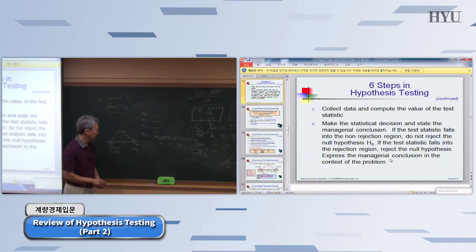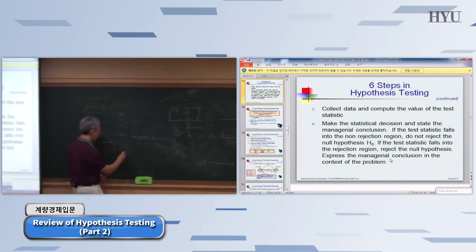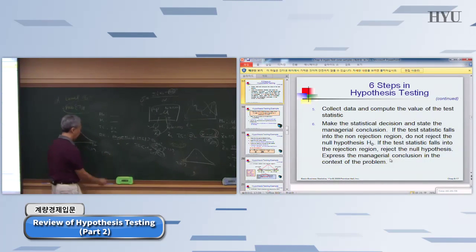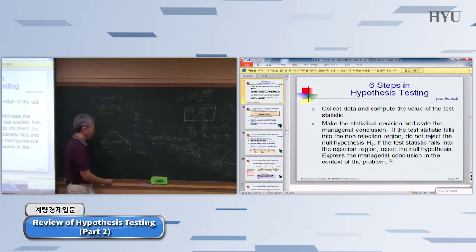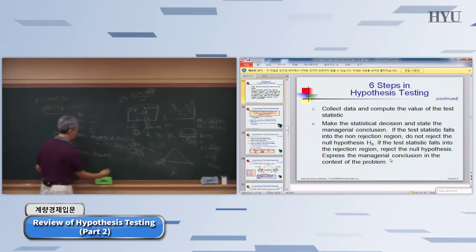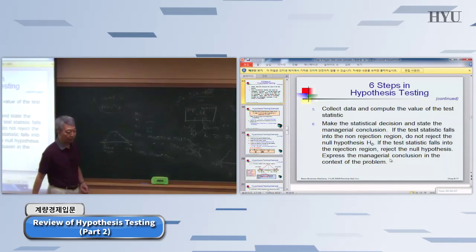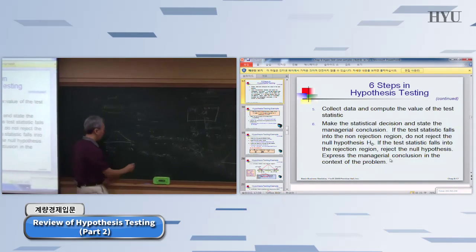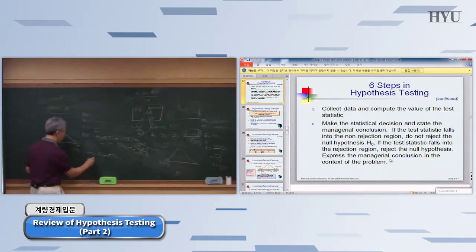Okay, so that's the thing. And then the conclusion. Based on this, you can make the conclusion: either reject the null hypothesis or do not reject the null hypothesis. And finally, what does that mean?